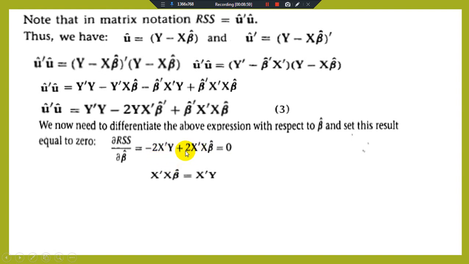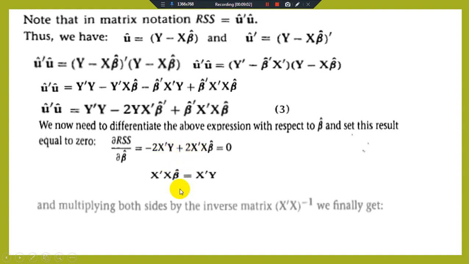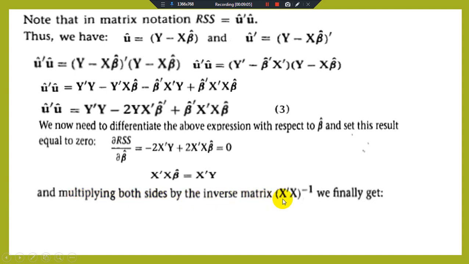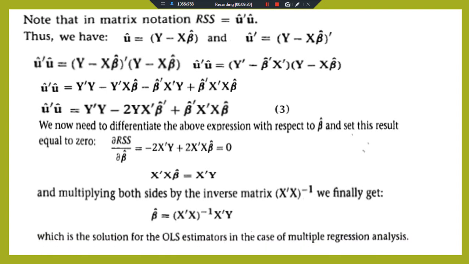Okay, after solving, this part is equal to 0. Now we cancel out the 2 and we get this, and multiplying both sides by x prime x whole inverse, we finally get the value of beta hat is equal to x prime x whole inverse x prime y. Okay, this is the outcome for finding all the parameters of multiple linear regression with the help of matrix algebra.